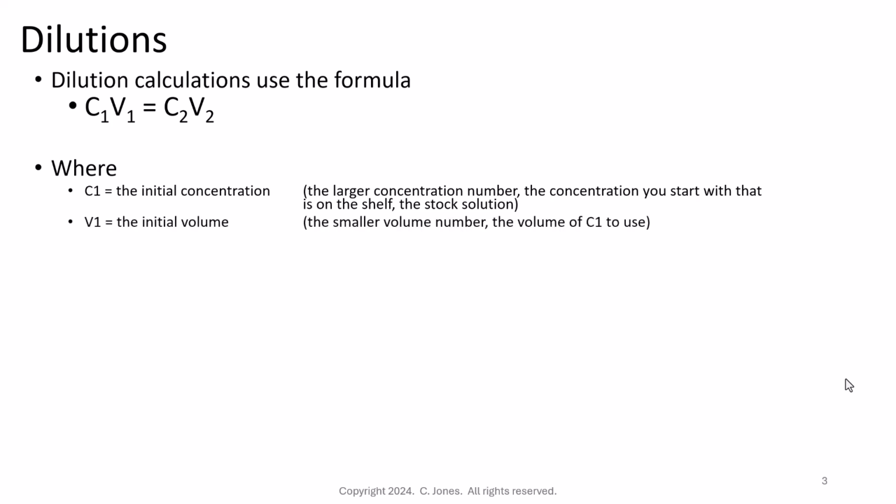V1 is the initial volume. It's the smaller volume of the two volumes. It's the starting volume, the volume that you're going to begin with. So it's the volume of C1. So V1 and C1 are sort of coupled to one another somehow in the language of the problem.